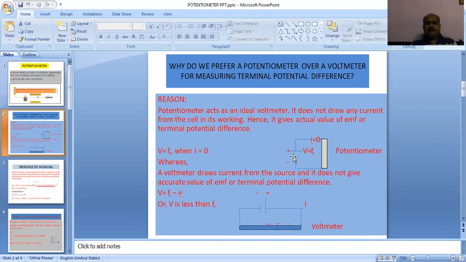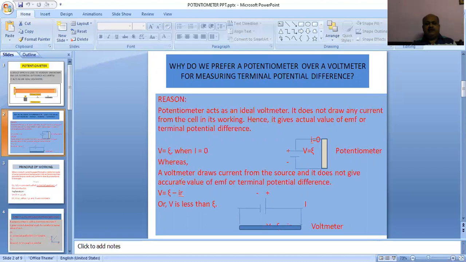Here I have taken a source whose terminal potential is to be measured. This has been connected with a potentiometer. Potentiometer does not draw current. That's why I have taken here I equals 0. And from this formula, when I equals 0, then V equals E. So it gives the actual value of EMF or terminal potential difference.